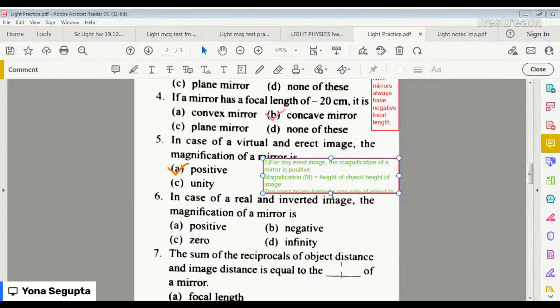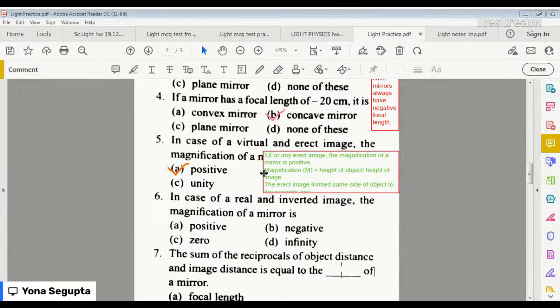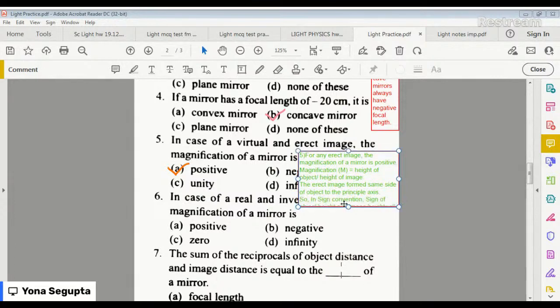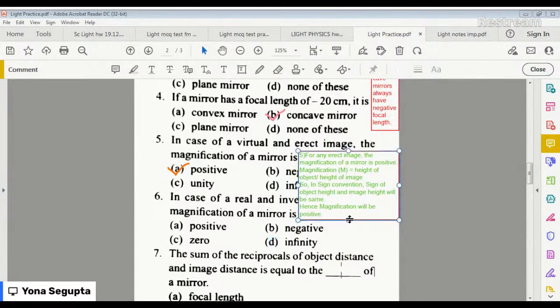You can just pause and see the questions, but the answer is important here, so I am writing the answers first. Okay, so this is the answer. So now, again, it comes here. Now we'll move on to the next question, which is number 6.